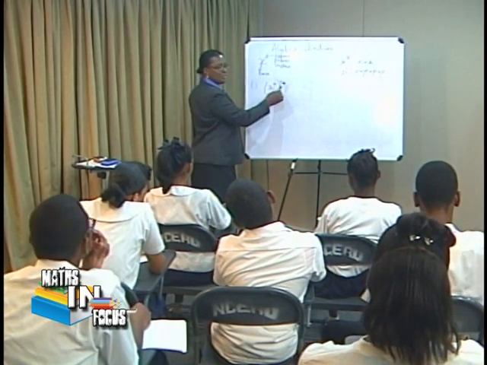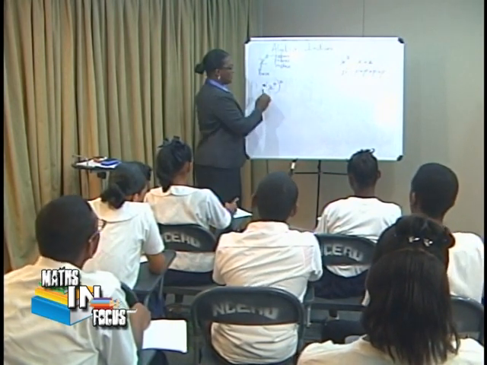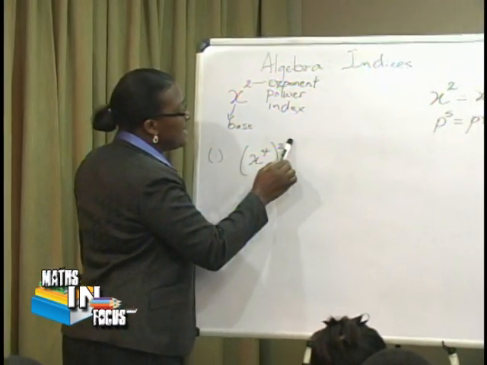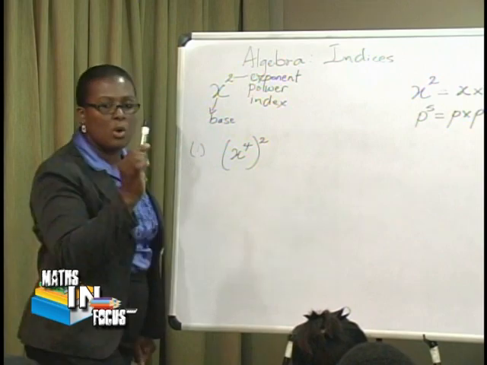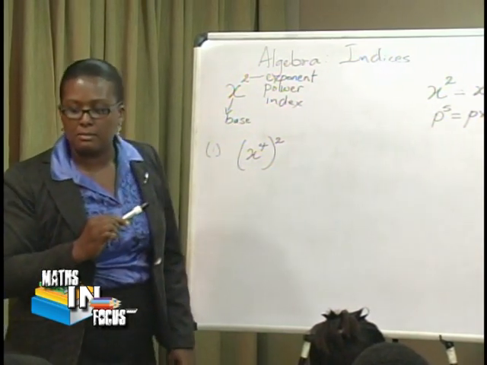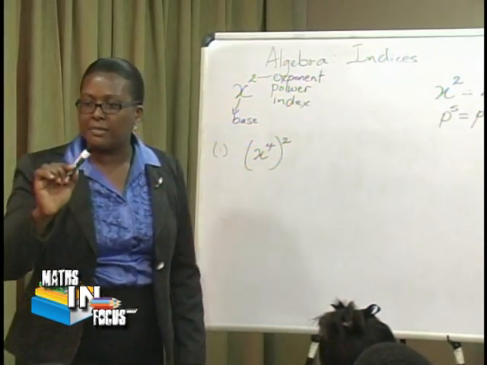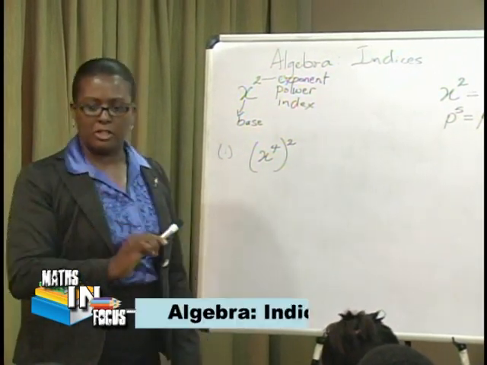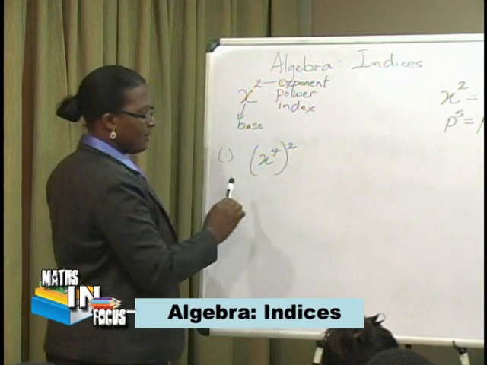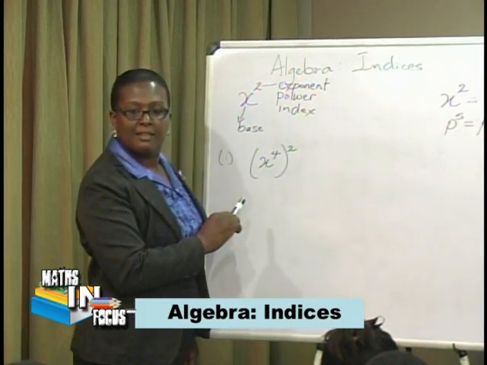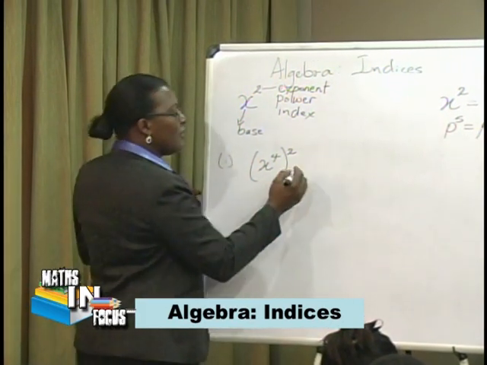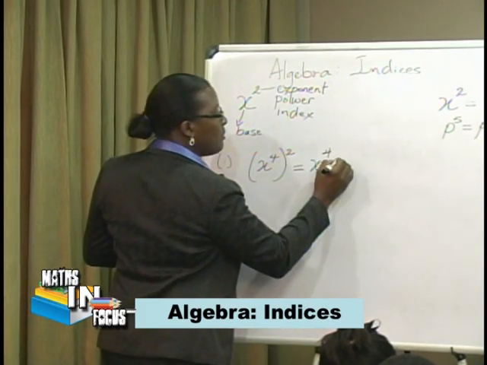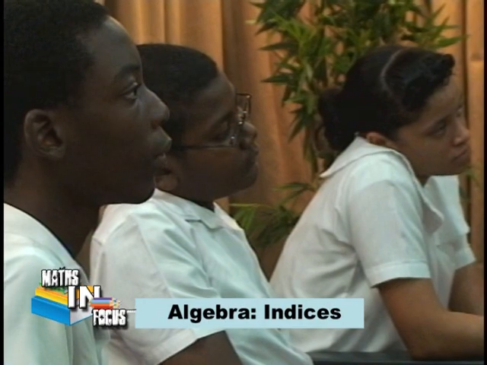X to the fourth is raised to the second power. So we have one power being raised to another power. Now this little 2 tells us what? That little 2 tells us something. What does it indicate to us? Yes, Jonathan? That X to the fourth power must be multiplied by itself. So we have X to the fourth multiplied by X to the fourth.